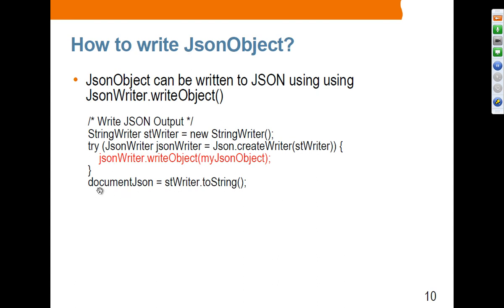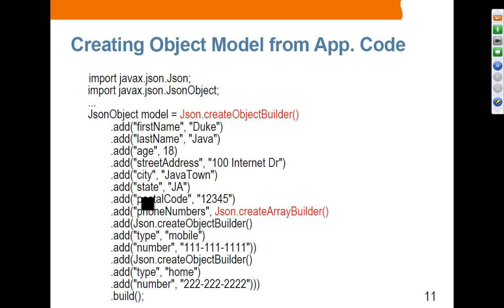And then if you actually create the string from it, you know that this is going to be a string, which you can print out. So this is how you are going to create an object.